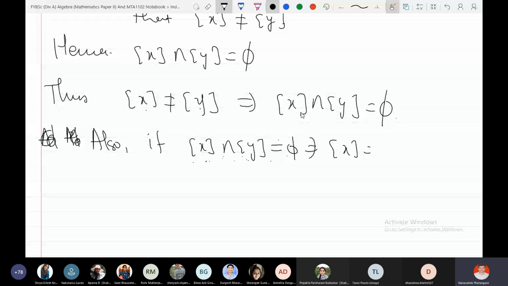What is the second part? Suppose they are not disjoint, then the classes are equal. That is what we proved. The same thing we have proved. So the same proof works both ways.